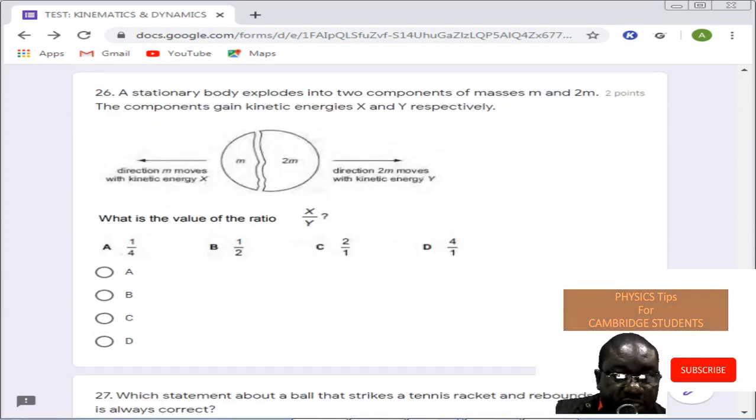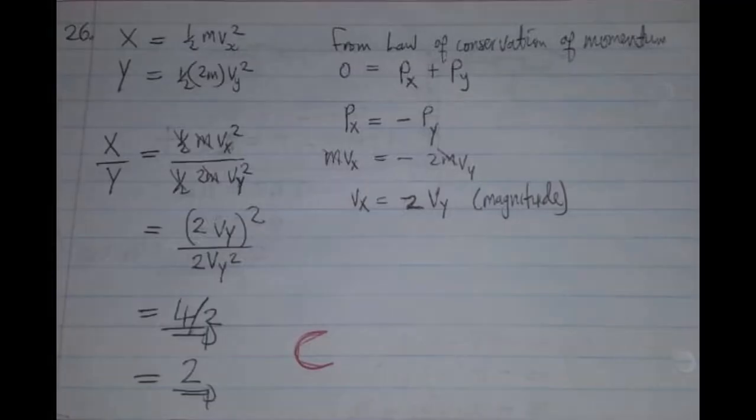Number 26. A stationary body explodes into two components of masses m and 2m. The components gain kinetic energies x and y respectively. What is the value of the ratio x over y? So this one we need to work it out. That is number 26. We need to work it out.